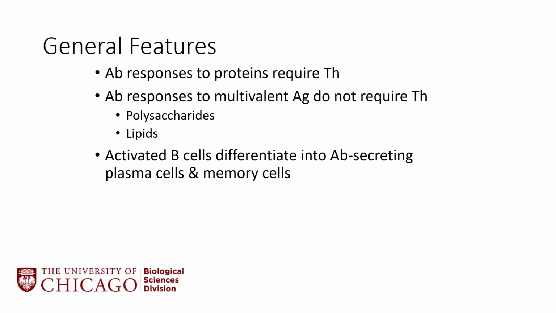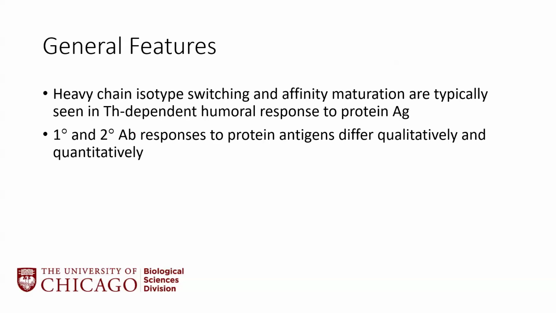Okay, and then as I mentioned in the last slide, activated B cells differentiate into antibody secreting plasma cells as well as memory cells, so you have a faster response next time. So heavy chain isotype switching is where that switch is flipped to turn from an IgM to either an IgG or IgE or IgA. Affinity maturation, that process by which it can get more and more accurate for a specific antigen, is typically seen in T helper dependent humoral responses to protein antigens.